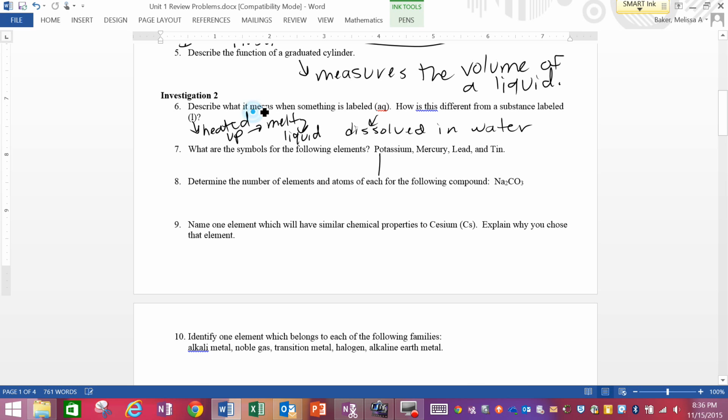What are the symbols? So you should still remember your symbols. Okay, so those are just 4, but I would go back and review all of them.